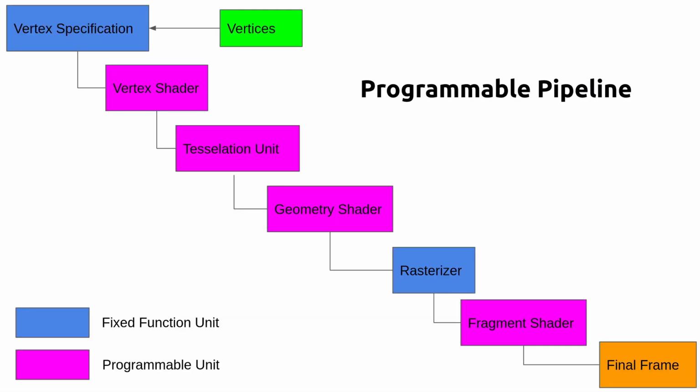Let's take a look at a diagram of the programmable pipeline. You can see that even the programmable pipeline is composed of a combination of fixed function and programmable units. We enter the pipeline from the vertex specification stage. This is the corresponding stage to the vertex processing and assembly stages in the fixed function pipeline. It understands the layout of vertex attributes in vertex buffers and knows how to build the basic primitives such as points, lines, and triangles. Next, we encounter our first programmable unit, the vertex shader.